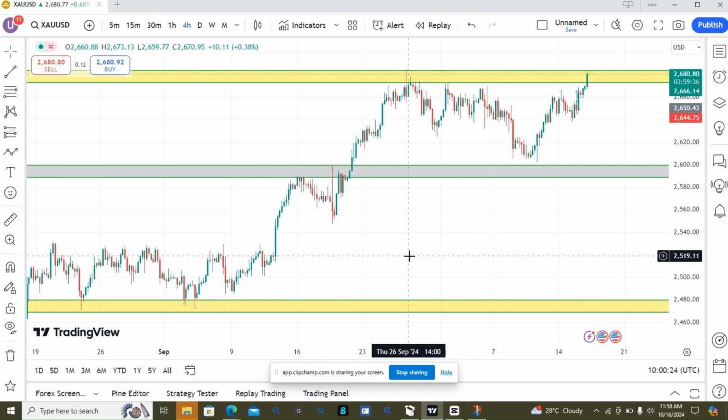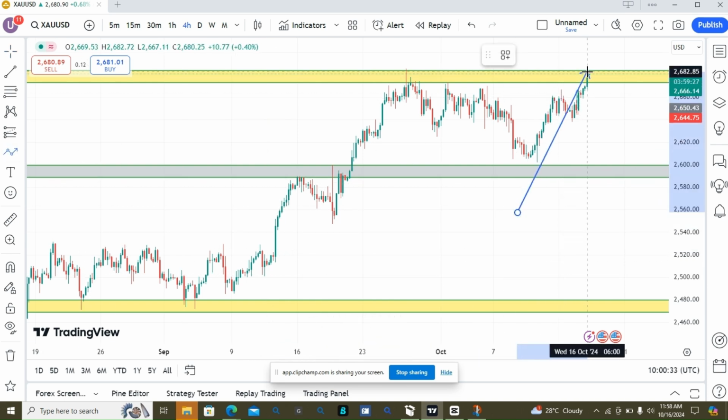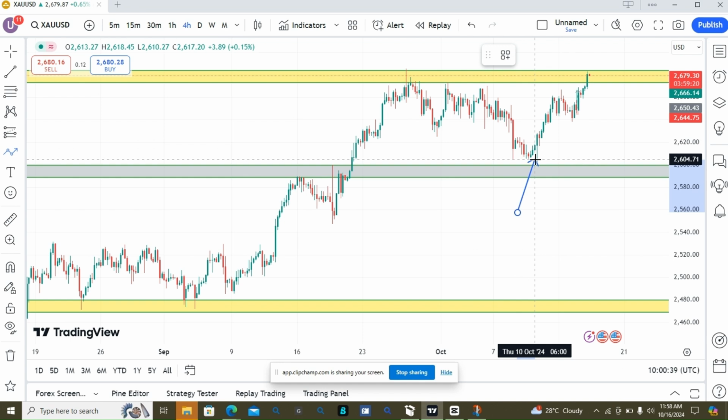In my previous video, my weekly outlook video, I said that gold is pushing to this zone. Go and watch that video if you have not watched it. Gold is pushing to this zone, okay? And I also mentioned that when gold comes to this zone, we should buy after confirmation.